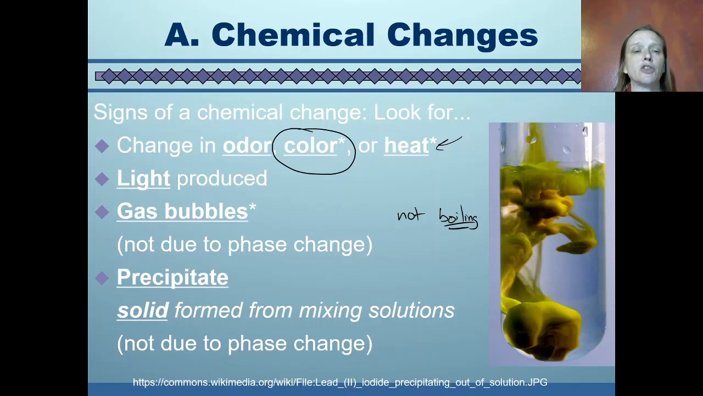The last sign of a chemical change is the formation of a precipitate. A precipitate is a solid that is formed from mixing solutions together. Again, this is a solid that doesn't appear because of a phase change. It forms unexpectedly. So here, two solutions were mixed together, and now we have this kind of green milky cloud here. That's actually tiny particles of solid being formed from mixing two solutions together.